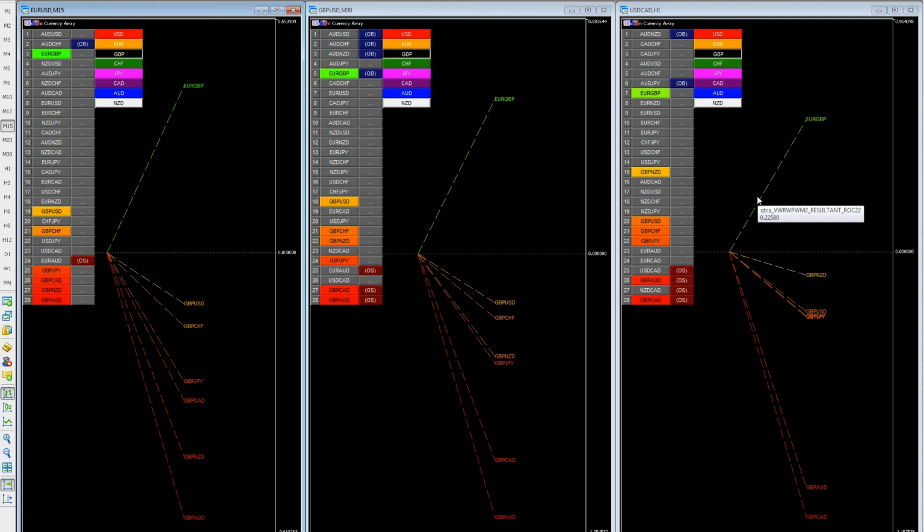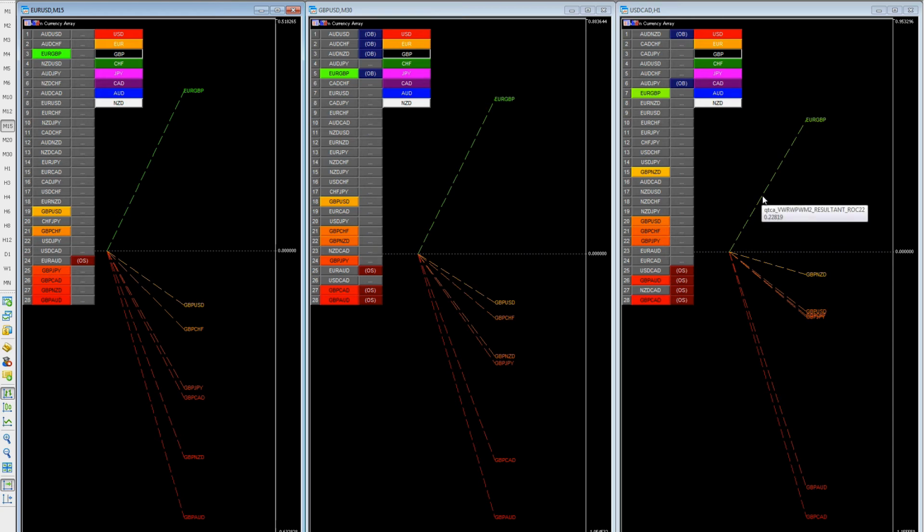That's even without looking at a chart. So just looking at the array will tell you instantly which pairs are moving strongly, which pairs are moving less strongly, and perhaps those to go and consider. If you're a trend trader, for example, you want to see strong trends developing and you want to be trading with the universal flow of the market.